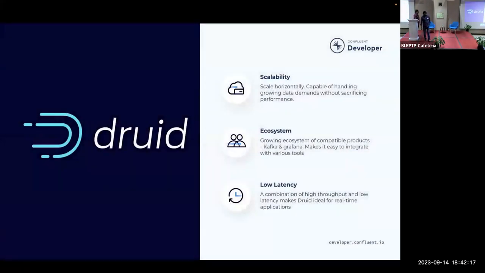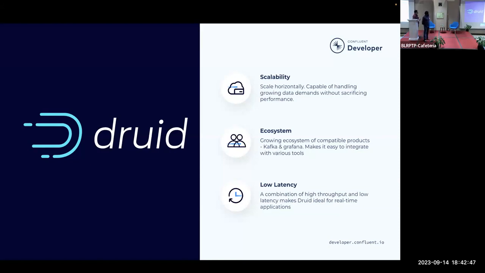We analyzed a few solutions like Pinot and GCP BigQuery. That's too expensive. We also analyzed Druid along with these, and we found that Druid fits our criteria. One of the major reasons was that we have a Druid committer in Confluent. So it's a no-brainer to choose Druid because he's an expert in that.